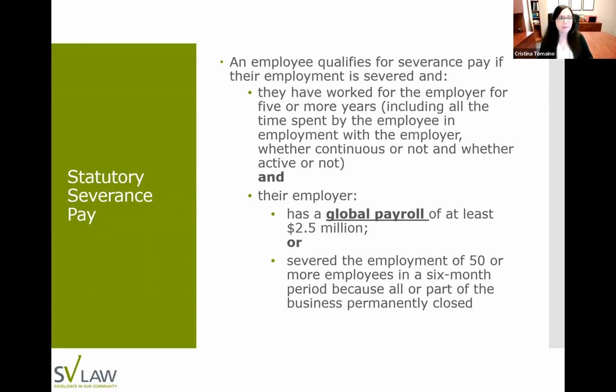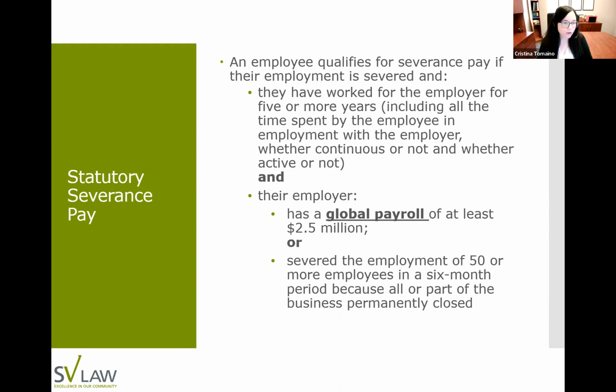And now the reason I said most of our audience won't need to be overly concerned with statutory severance pay is that an employee will only qualify if they have worked for their employer for a period of 5 or more years, and their employer has a global payroll of at least $2.5 million. So that's changed recently. It used to be 2.5 million in Ontario, but there's been some case law that says it's now global payroll. So I appreciate that for most of us in this room, this will not apply, but it's important to be mindful that this entitlement exists.